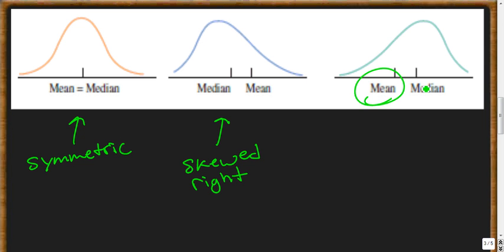Now, if the mean is lower than the median, then that means that half of our data is above the median again, but our mean is located in the lower half of our data, which means that this is going to be skewed left.